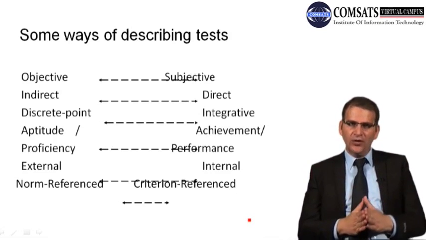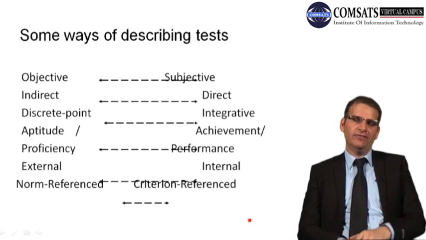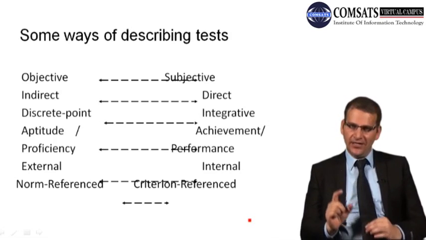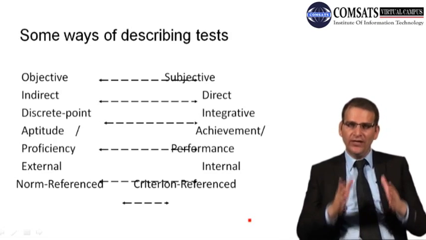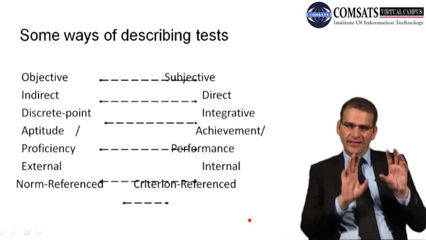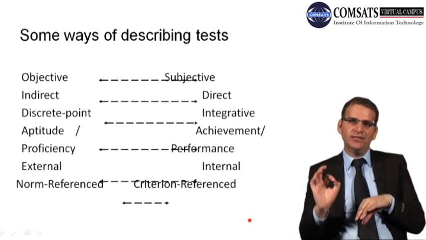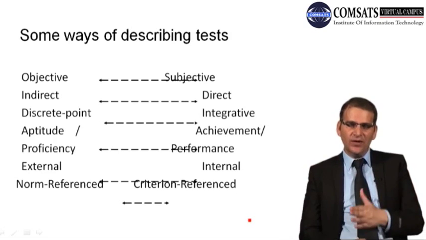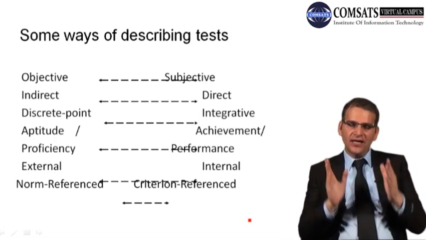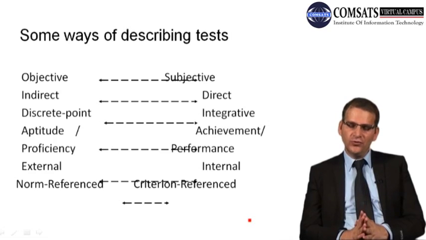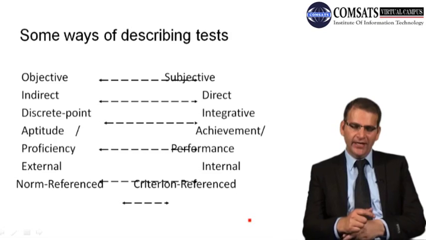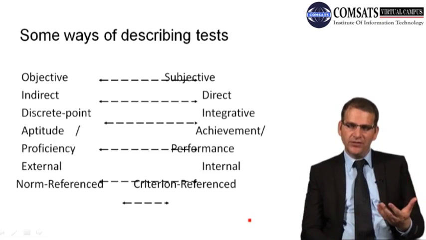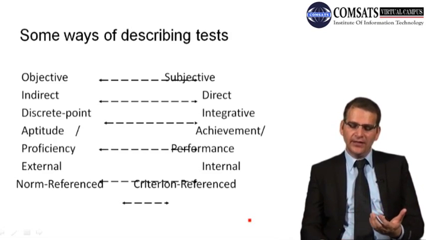Then you have norm referenced and criterion referenced. There is a set criterion, as we discussed in the last lecture as well. And the norm: you set a norm that if Ali can get 90%, why not others? So these are some ways that are used to describe tests: subjective, objective; direct, indirect; discrete point, integrative; aptitude, achievement; proficiency, performance; external, internal; norm referenced or criterion referenced.